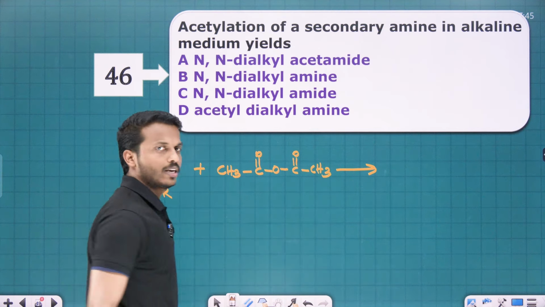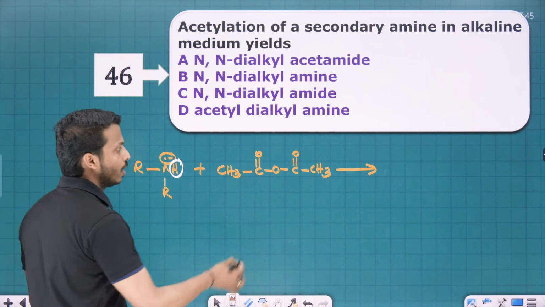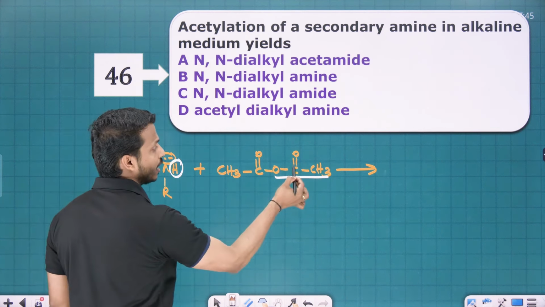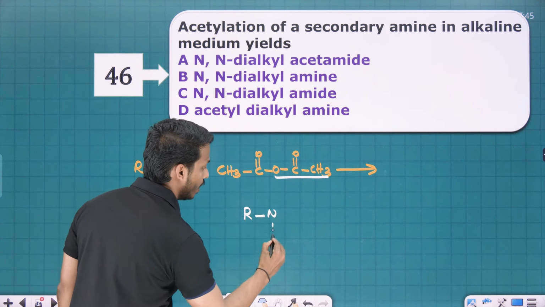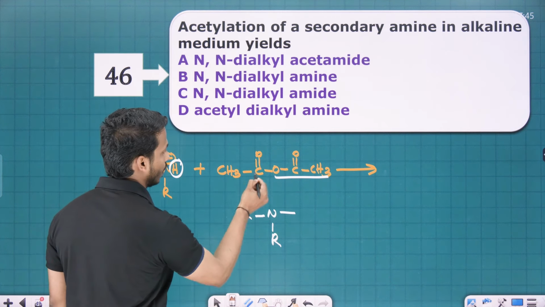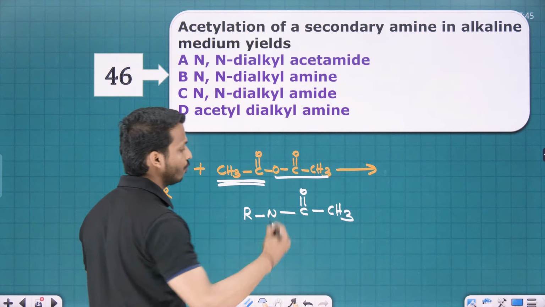How can we write the product directly during acetylation? Simple. From the amine, take H. From the anhydride, take this part. So what is actually cut? CH3COOH is cut. What is left? RNR, alright, connected to this remaining part. What is the remaining part? COCH3.